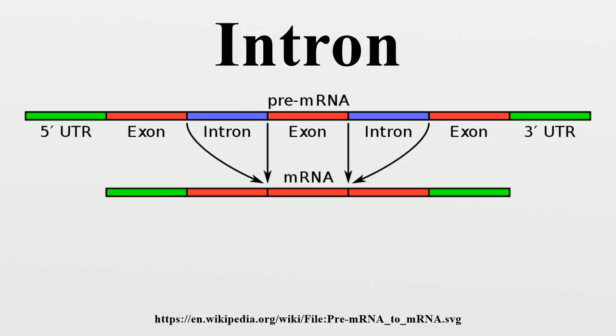Spliceosomal introns, nuclear pre-mRNA introns, are characterized by specific intron sequences located at the boundaries between introns and exons. These sequences are recognized by spliceosomal RNA molecules when the splicing reactions are initiated. In addition, they contain a branch point, a particular nucleotide sequence near the 3' end of the intron that becomes covalently linked to the 5' end of the intron during the splicing process.